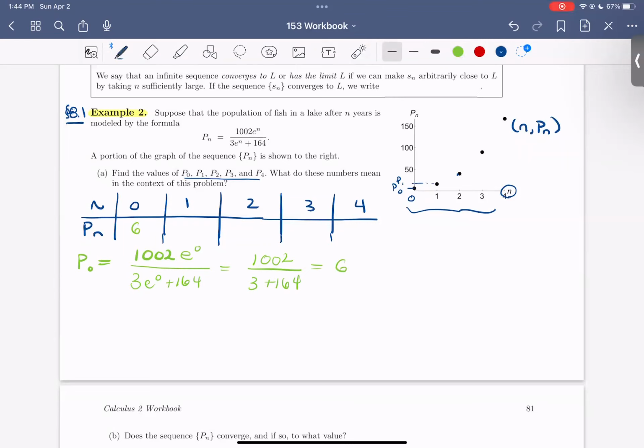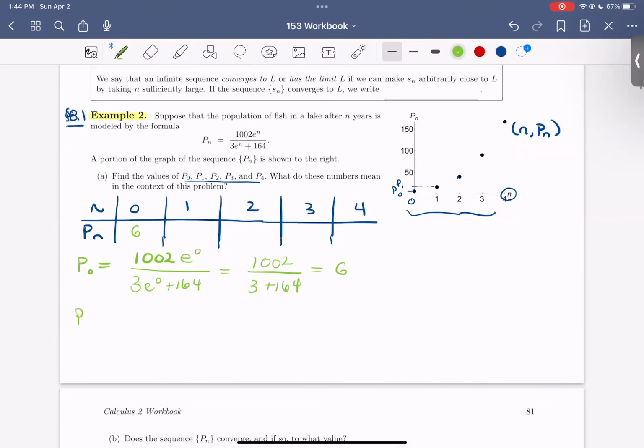Let's just do one more together and then I'll have you finish the rest. For P sub 1, we plug in 1 wherever we see n. So we get 1002 e to the 1 over 3 e to the 1 plus 164. We can put all of that in our calculator. It becomes a little messy, but nothing our calculator can't handle. We get 15.8, so we should have 15.8 fish, which we don't have to round. We're not too concerned about the specific context here. We're just trying to get a sense of these numbers.